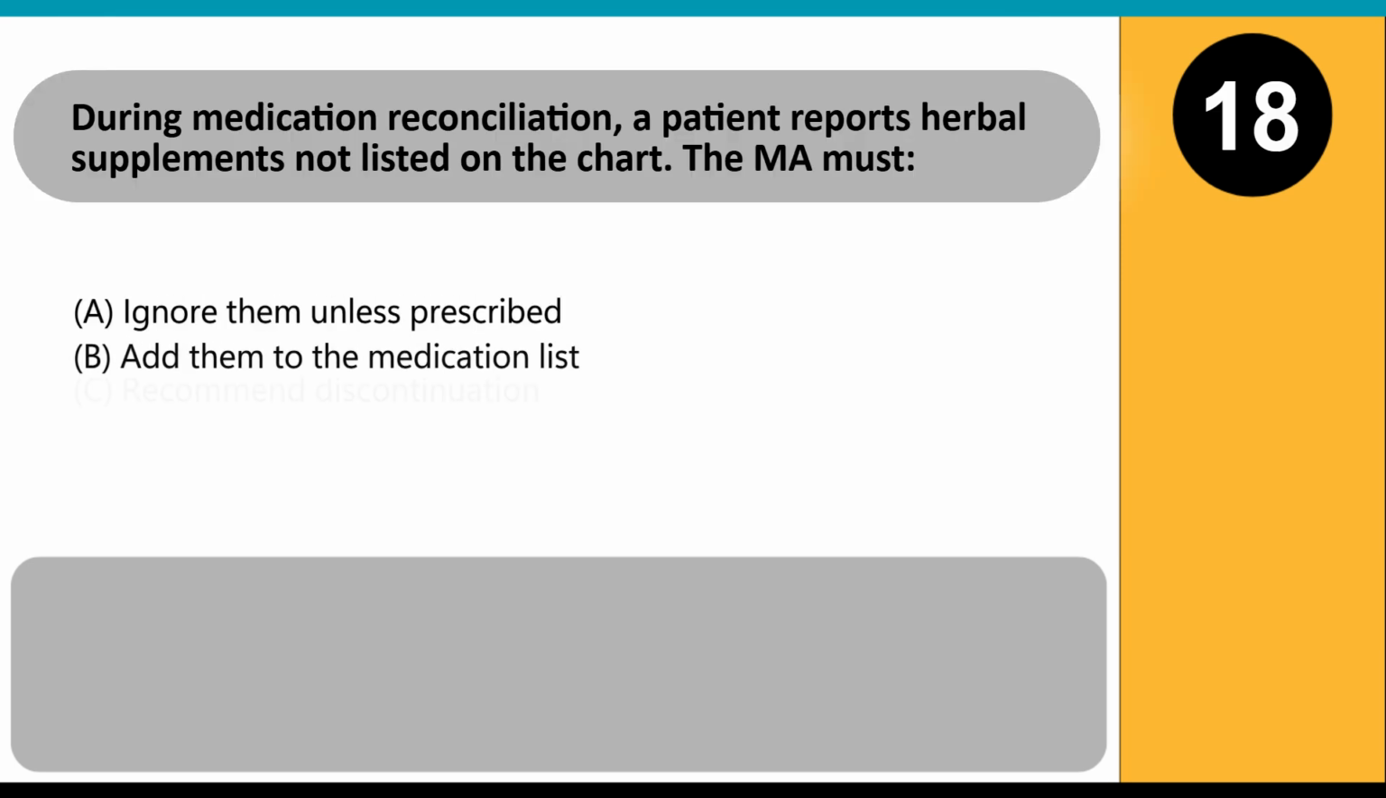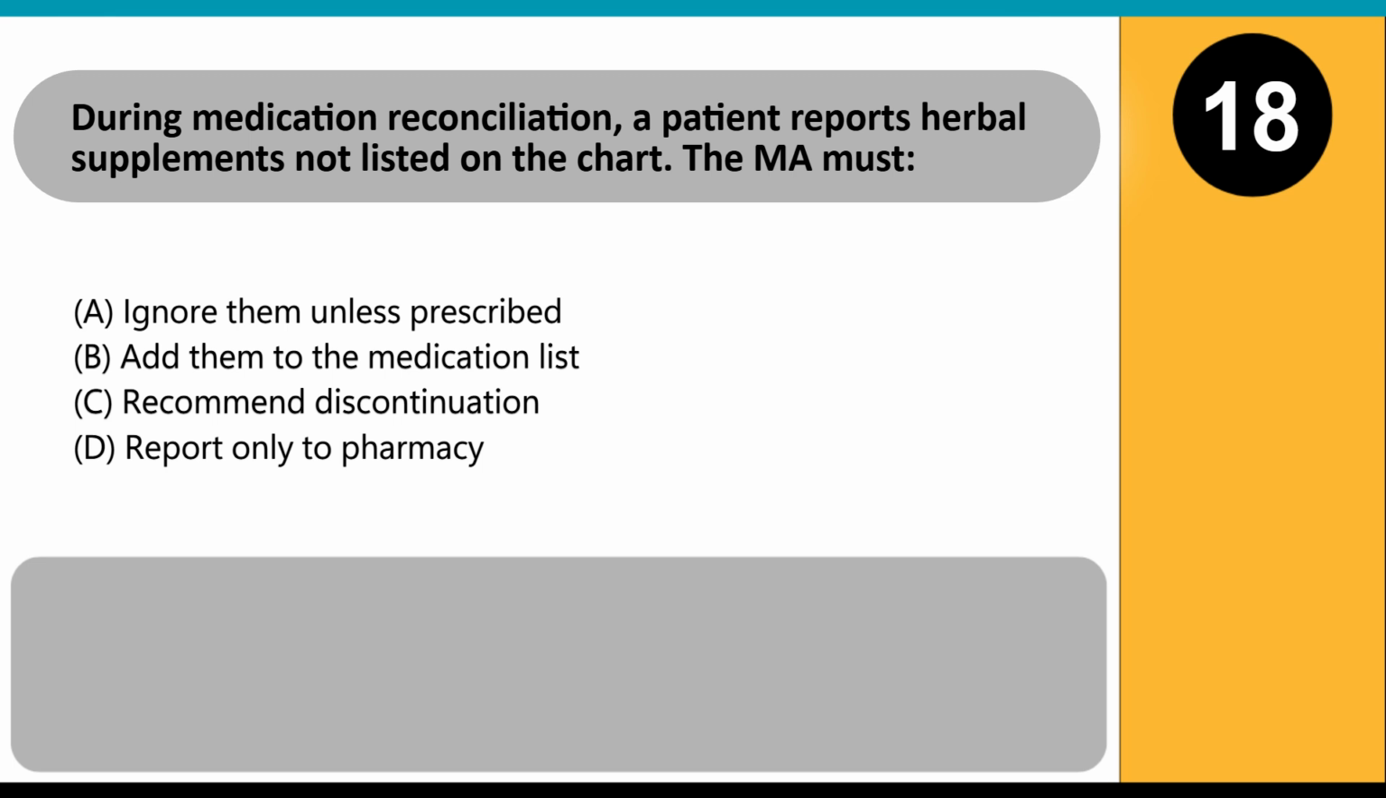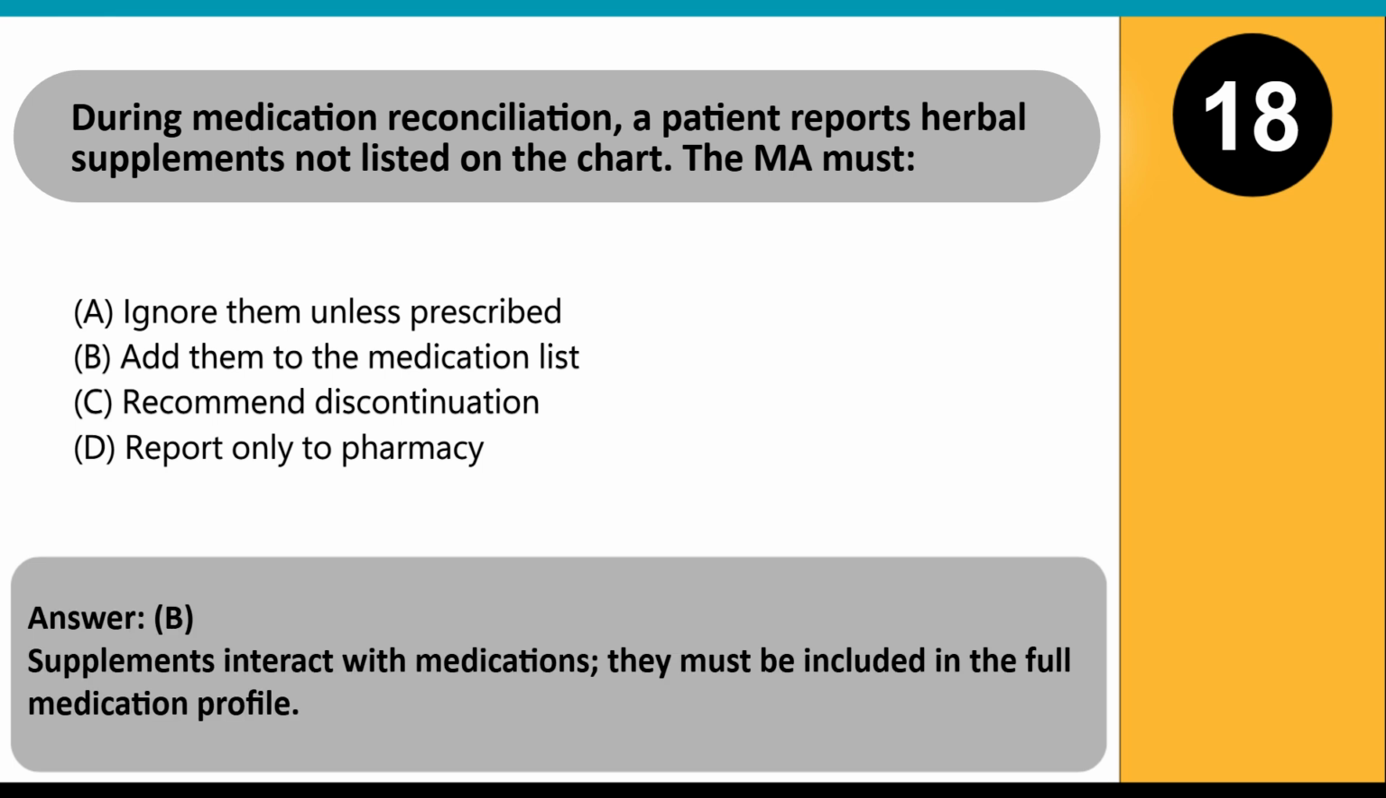During medication reconciliation, a patient reports herbal supplements not listed on the chart. The MA must: A. Ignore them unless prescribed. B. Add them to the medication list. C. Recommend discontinuation. D. Report only to pharmacy. Answer: B. Supplements interact with medications. They must be included in the full medication profile.